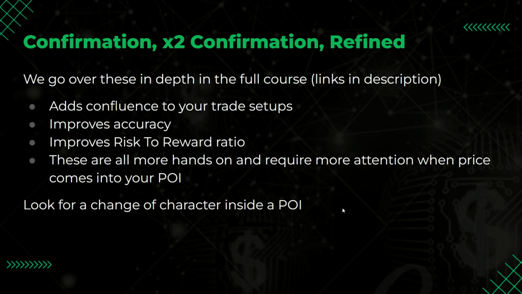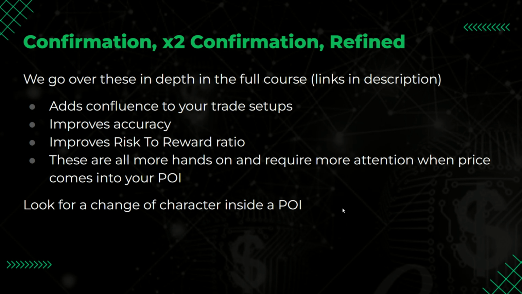Basically, this will add confluence to your trade setups, and it will improve your accuracy and also improve your risk to reward. These are all more hands-on and require more attention when price comes into your point of interest. So in other words, you're going to have to actually be monitoring charts and monitoring what's happening on multiple time frames. But in doing so, you will get much more confirmation that a trade is actually going to go your direction. Where with using risk entries, like we just talked about in the last couple of slides, you're essentially just hoping that price goes your way, but there will be times where it just trades directly through that POI and just flies right through your stop loss.